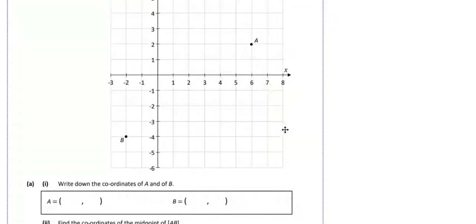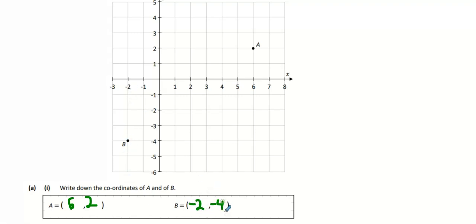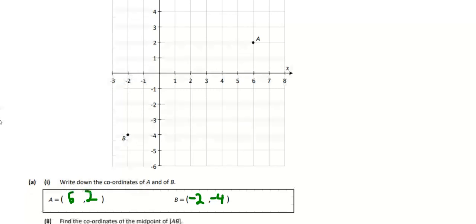Okay, so they're going to try and do some coordinates. Well, that's 6, 2, 6 across 2 up for A. And then B is minus 2 across and minus 4 down. So minus 2, minus 4. If you aren't sure how we do it, it's sort of like you're going down until you hit it, and then you're going across, and you can see you hit the minus 2 and the minus 4. Okay, for those of you that aren't too certain about that.